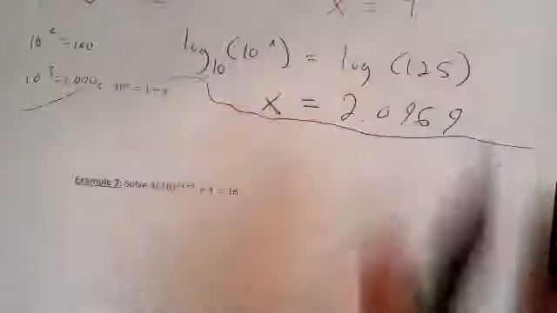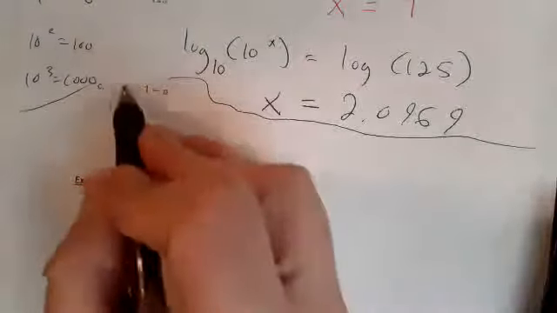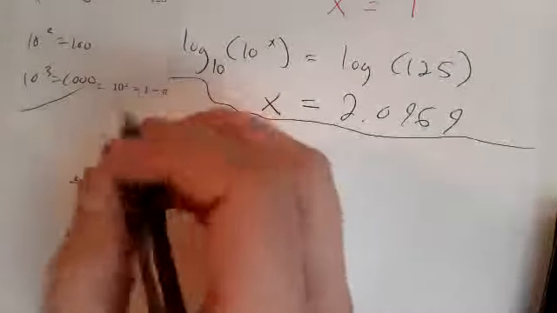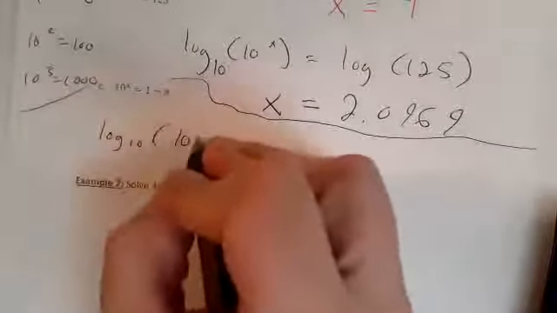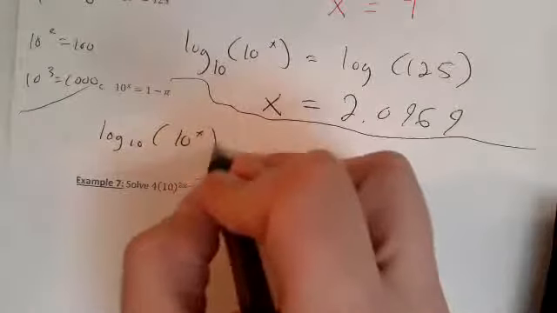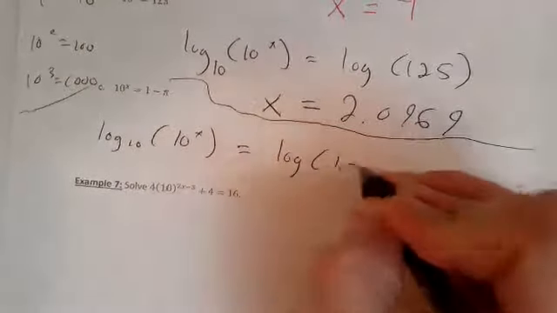So 10 to the x is 1 minus pi. We want to do the same thing. We have this exponential thing by itself. We take a log base 10 of both sides. A log base 10 of 10 to the x is equal to log of 1 minus pi.